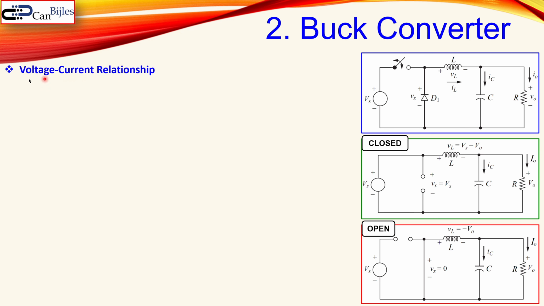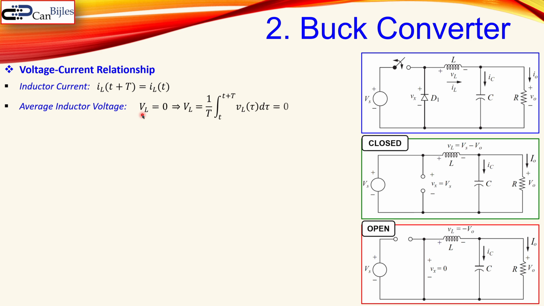So the voltage-current relationship for this circuit for the inductor current is the following. Since the inductor current is periodic, you can say the inductor current at some time is also equal to the inductor current at that same time plus a period later or before. And this is the periodicity in the inductor current. For average inductor voltage, we know that this is 0. So the average voltage of an inductor is 0. That means when you integrate the inductor voltage across one period, you need to have 0.